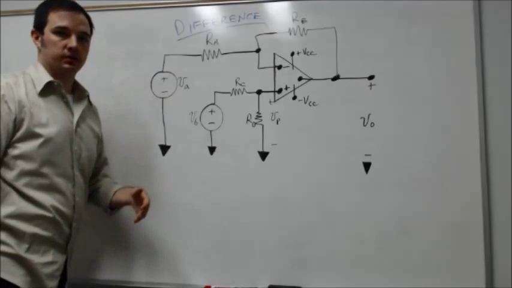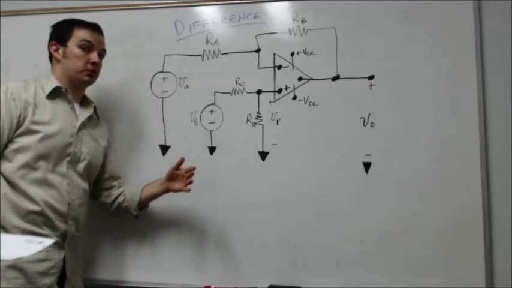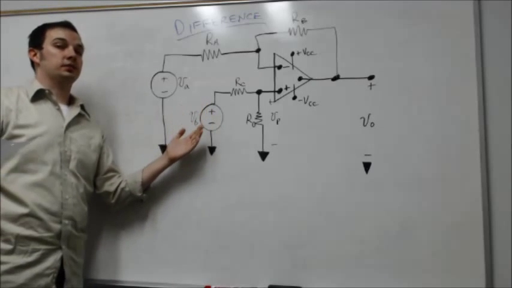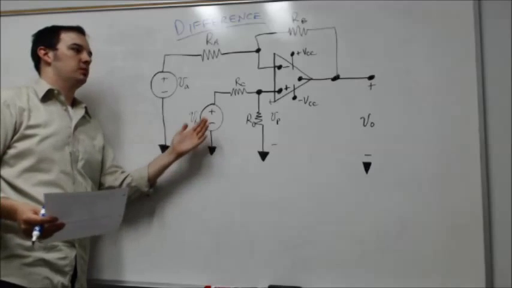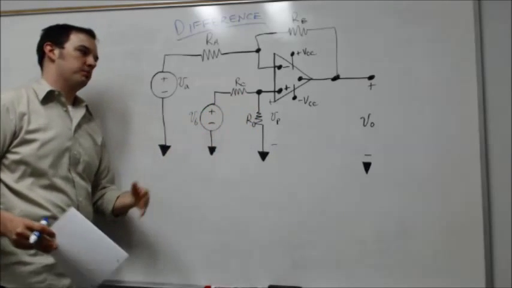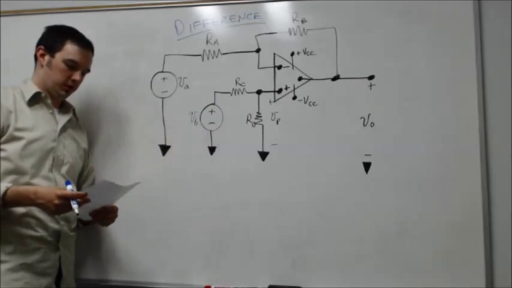Okay, so as you might expect, the difference amplifier is probably going to be subtracting some given inputs, putting it on the output of our op-amp. That's exactly what this one will do right here.